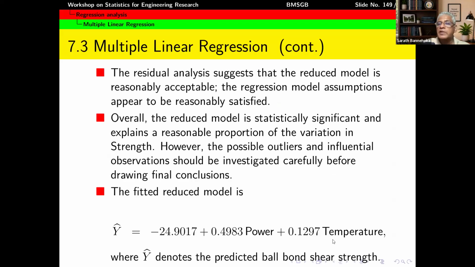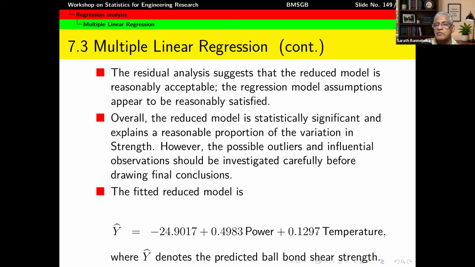So if we keep temperature at a fixed level, some level, and if we increase the power by 1 unit, then according to this model, Y, that is the strength, will increase by 0.4983 units on average, right? On average. That means if you keep the temperature at some fixed level, and you carry out several experiments with some power and then 1 unit more than that, the difference in the strength under those two conditions, with a given power value and power plus 1 unit, on average will be this amount, right?